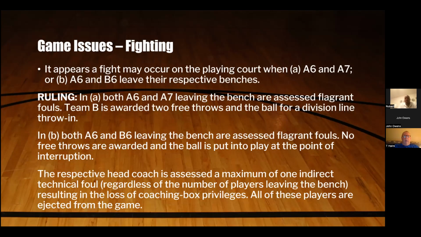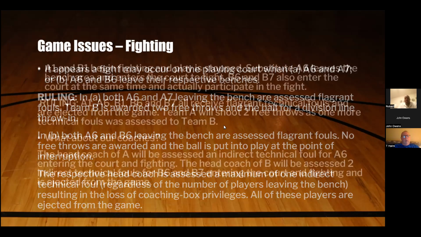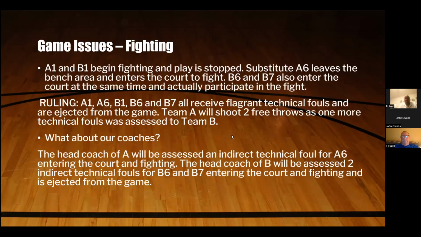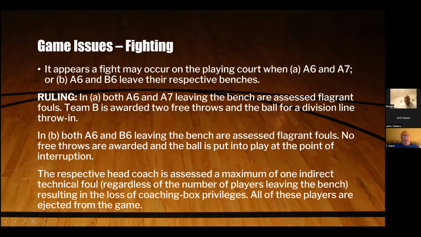In B there, we have a player from each team that comes on the floor. Let's see if the ruling is here. Nope. Let me go back. But okay. So there we go. In the situation where A6 comes on the floor and B6 comes on the floor, we're not going to shoot any free throws because those are simultaneous technical fouls.